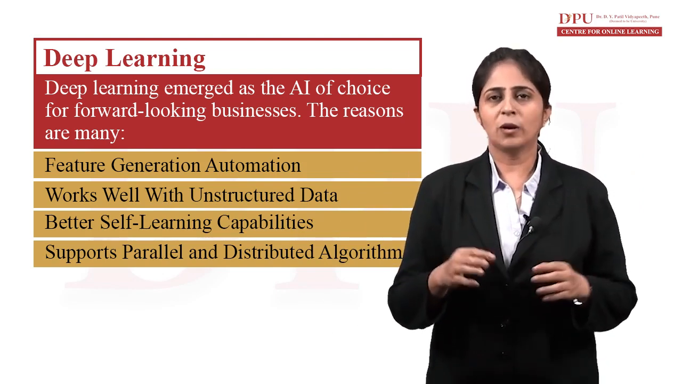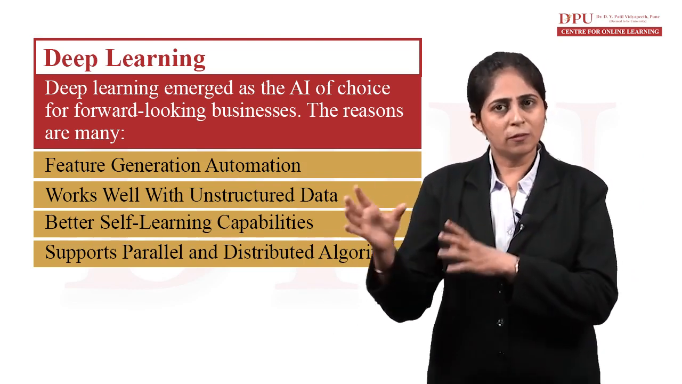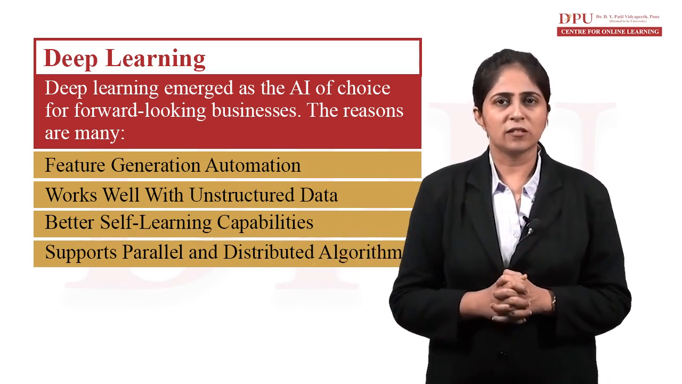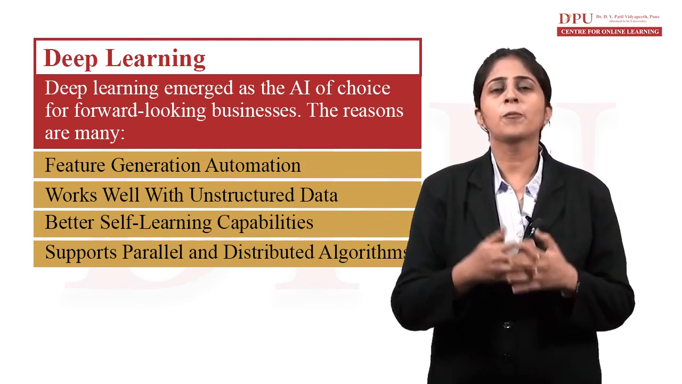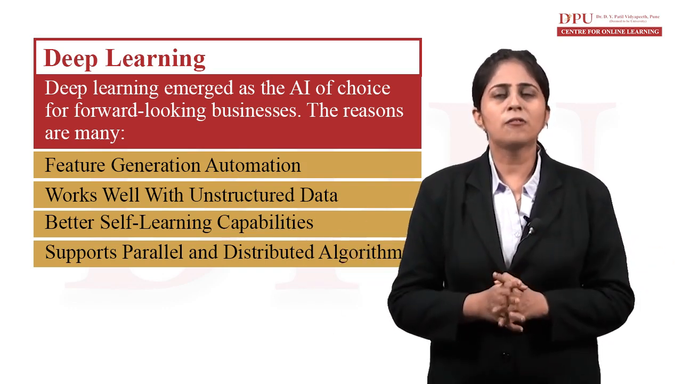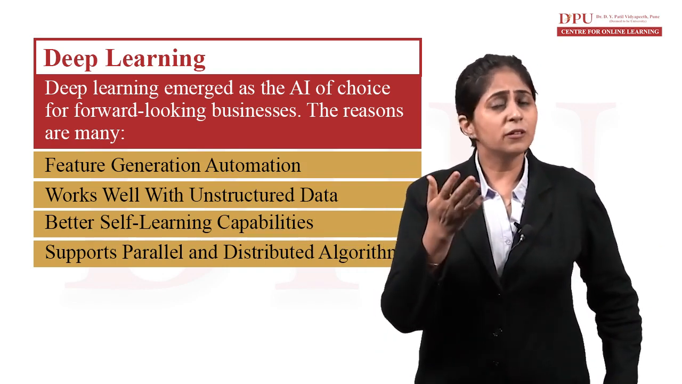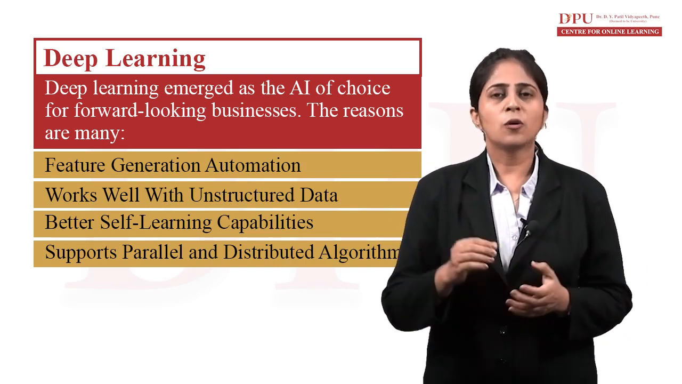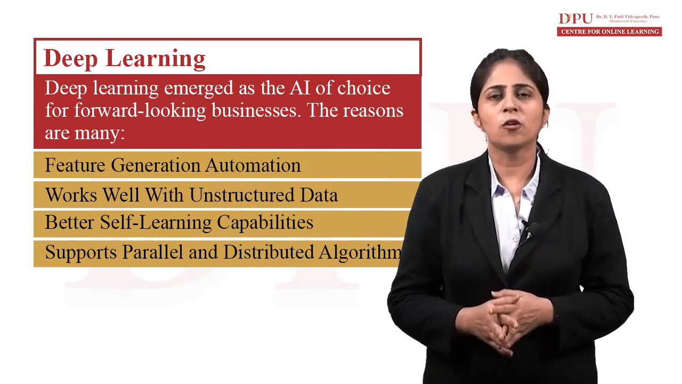Obviously, if a particular task is divided into a few small tasks and distributed to different units, we say different systems, for processing them, the distribution makes the parallel processing of data fast. That means we can perform the training and the computation in less time. So deep learning supports parallel and distributed algorithms.